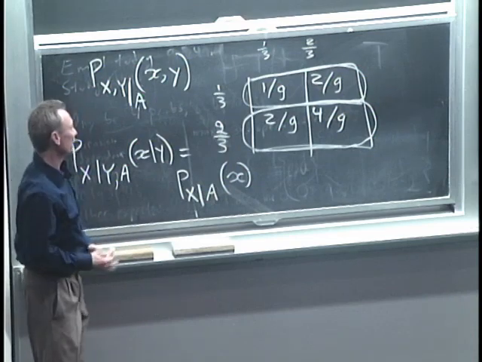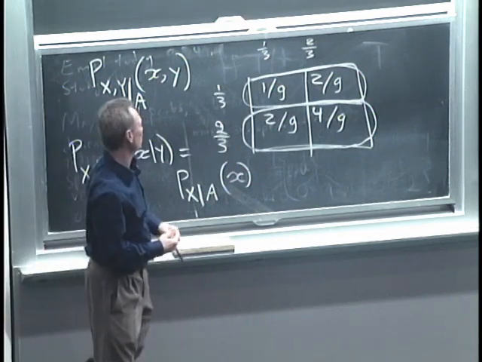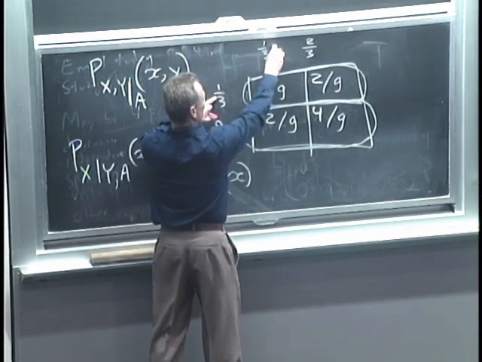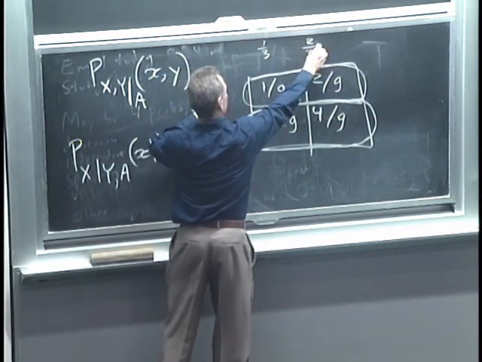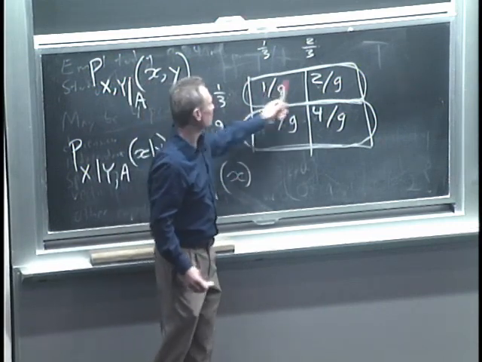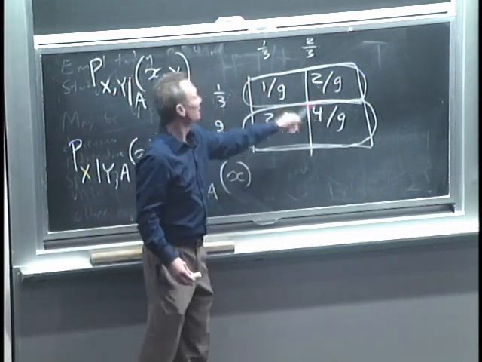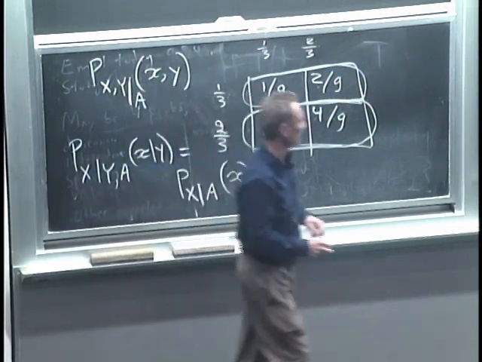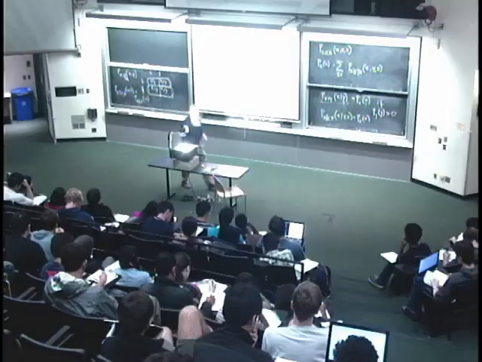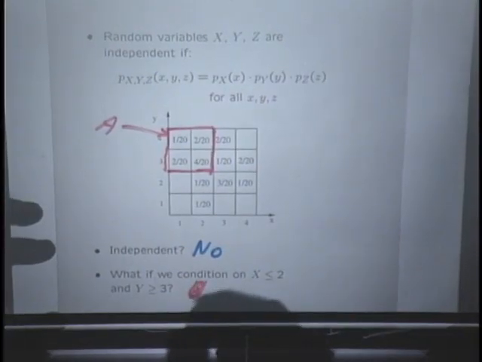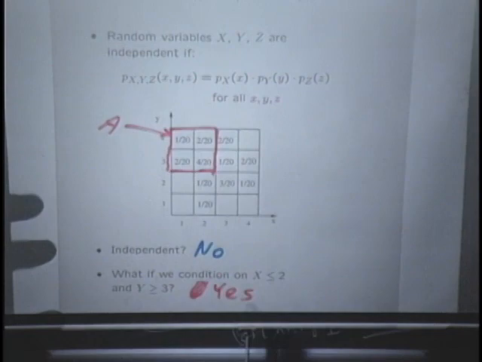And then you ask the question, is the joint the product of the marginals? And indeed it is. This times this gives you 1/9. This times this gives you 2/9. So the values in the table with the joint PMFs is the product of the marginal PMFs of x and y in this universe. So the 2 random variables are independent inside this universe. So we say that they're conditionally independent.